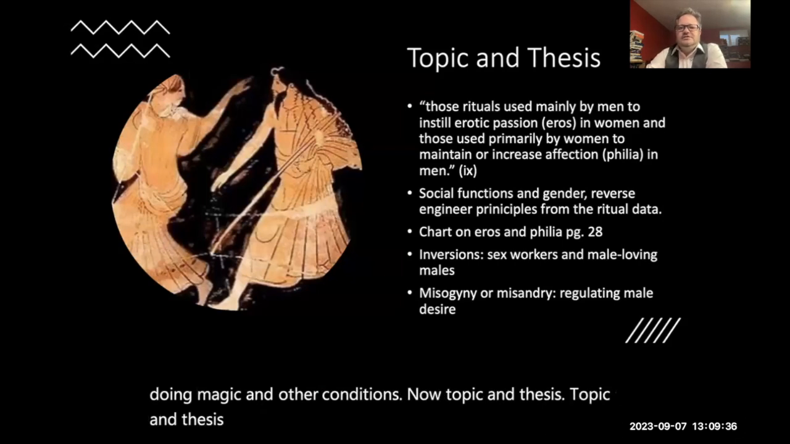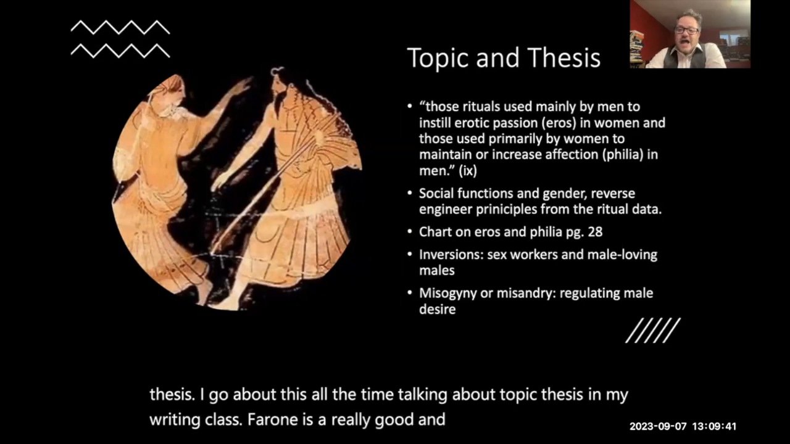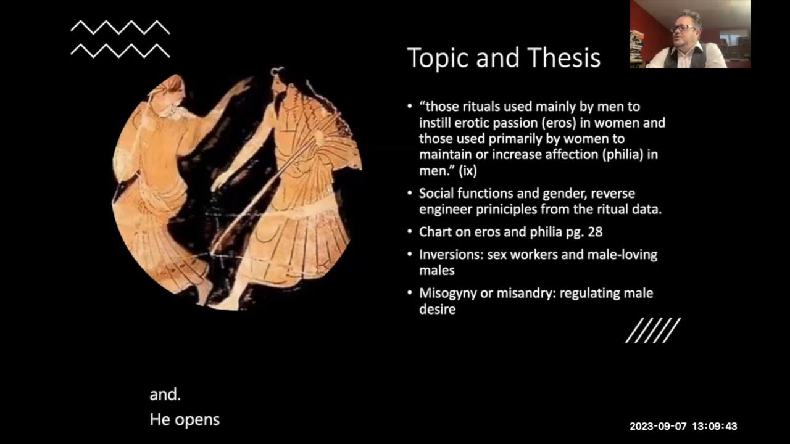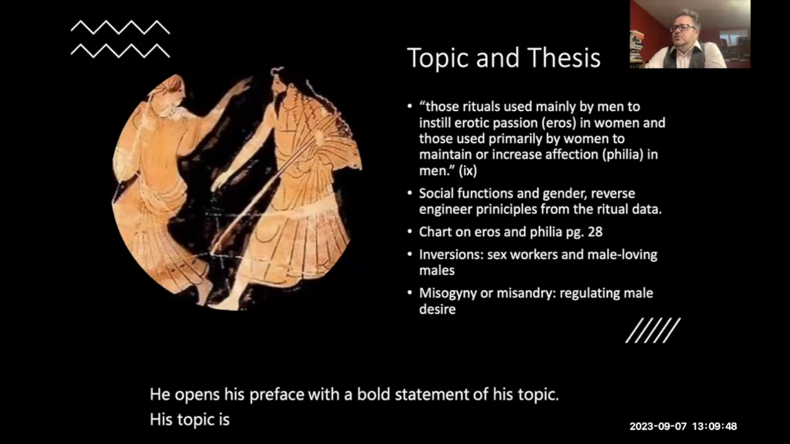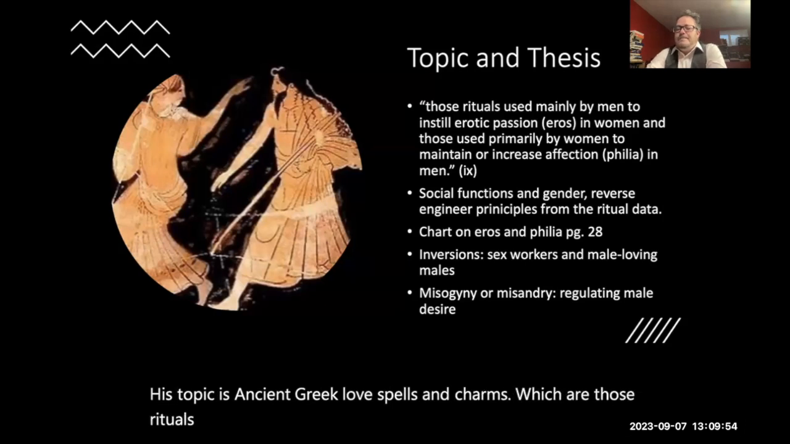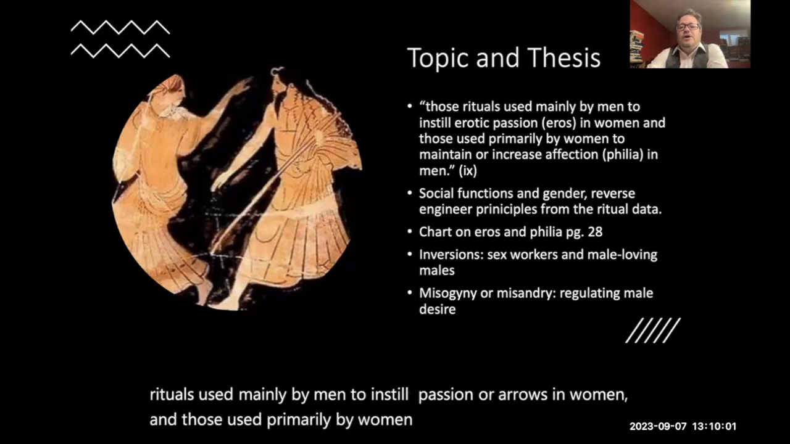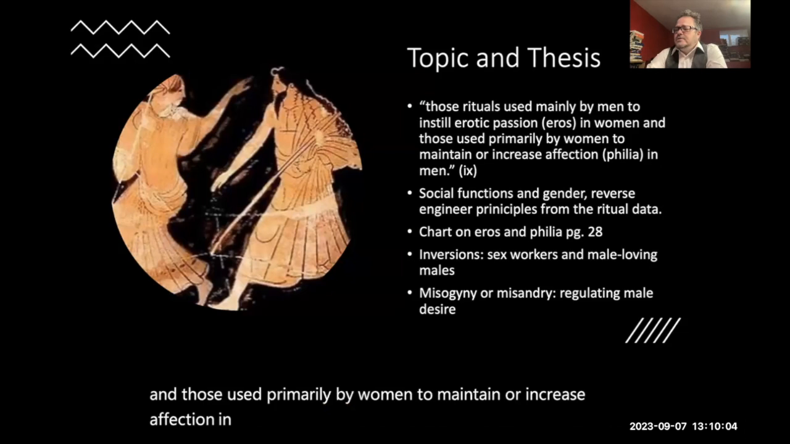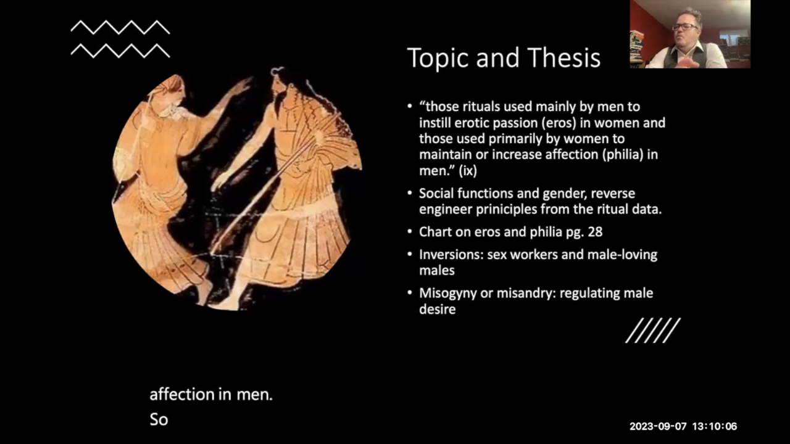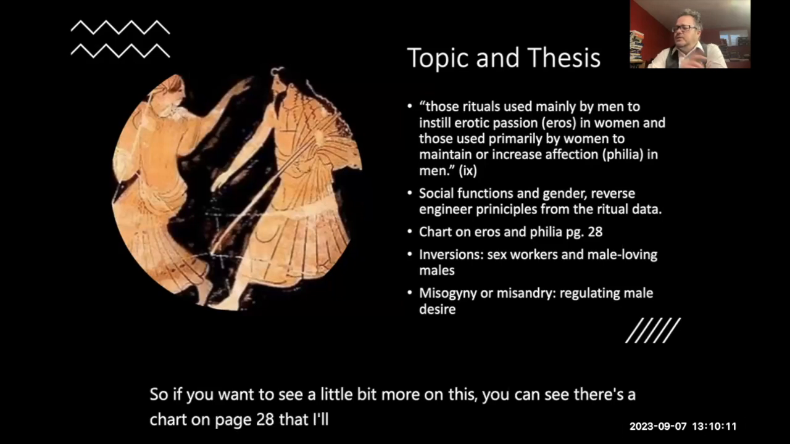Now, topic and thesis. I go on about this all the time in my writing class. Faraone is a really good and clear writer. He's lively, and he opens his preface with a bold statement of his topic. His topic is ancient Greek love spells and charms, which are those rituals used mainly by men to instill erotic passion, or eros, in women, and those used primarily by women to maintain or increase affection in men. If you want to see a little more on this, there's a chart on page 28 that I'll talk about when we get a little further along.